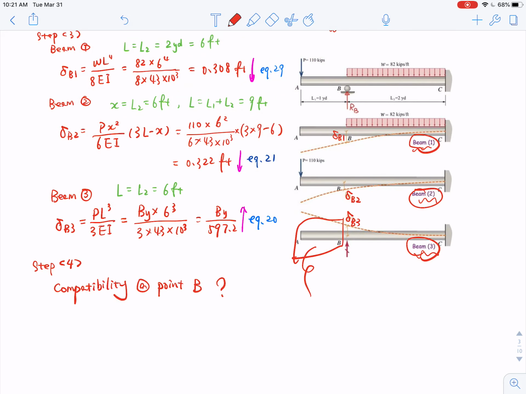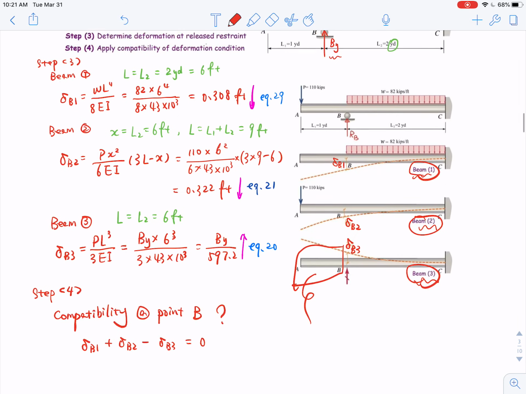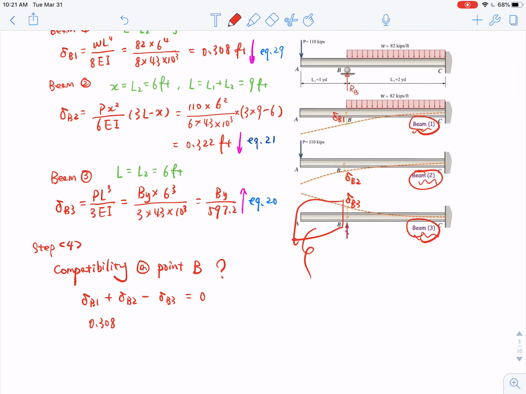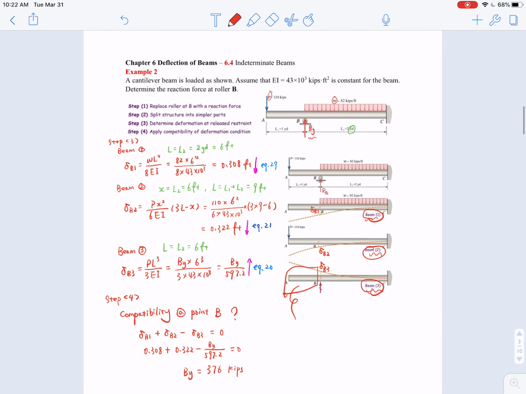So we have delta B1 plus delta B2 minus delta B3 equals 0. That is 0.308 plus 0.322 minus By over 597.2 equals 0. And By can be solved in this way: By equals 376 kips. Okay, that's it.